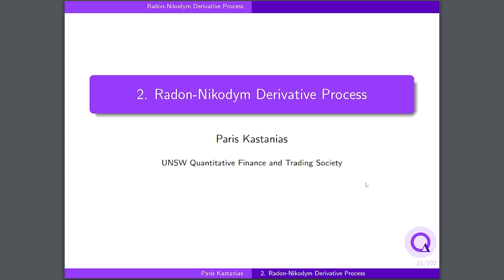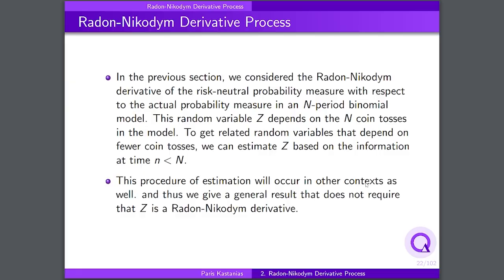Now, the Radon-Nikodym derivative process. In the previous section, we considered the Radon-Nikodym derivative of the risk-neutral probability measure with respect to the actual probability measure in an N-period binomial model. This random variable Z depends on the N coin tosses in the model. To get related random variables that depend on fewer coin tosses, we can estimate Z based on the information at time little n less than N. This procedure of estimation will occur in other contexts as well. Thus, we require a general result that doesn't need Z, and that's the Radon-Nikodym derivative process.